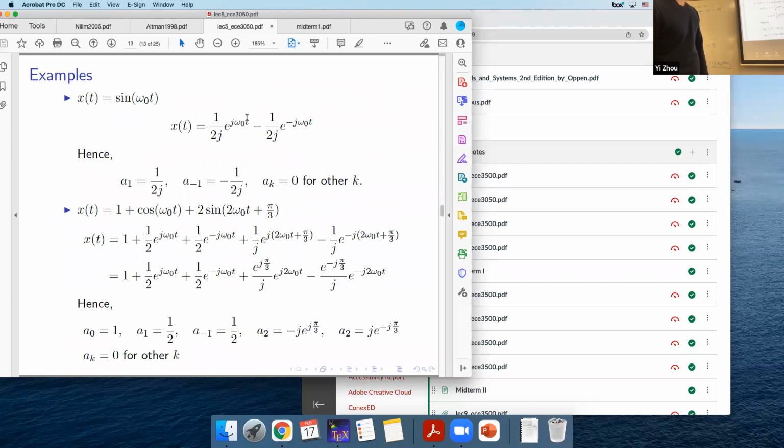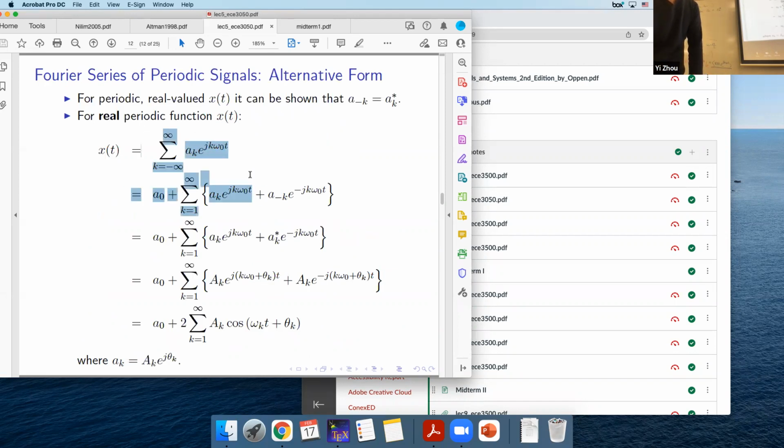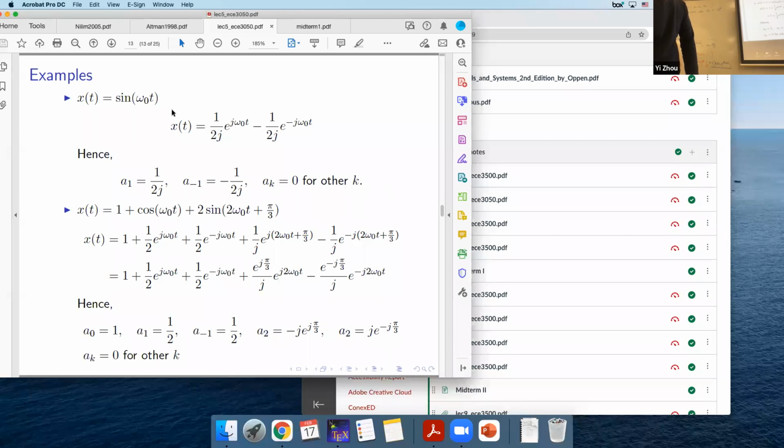But for this simple signal, it's actually easier. So we can directly leverage the inverse Euler's formula. By the inverse Euler's formula, we know that sine omega naught t can be written as a summation of two complex exponentials. And then this already gives you the Fourier series. Here we have a summation of infinite terms, but by the inverse Euler's formula, it directly tells us that this sine signal can be decomposed into a linear combination of just two complex exponentials.